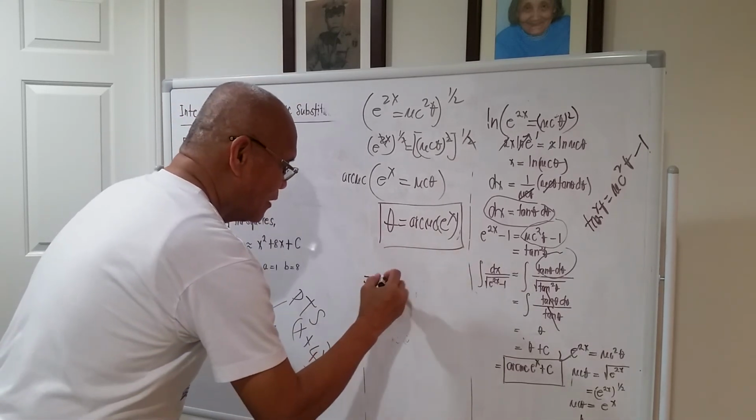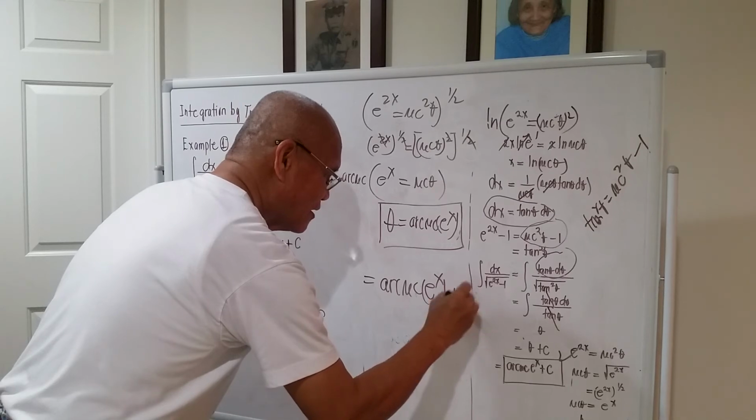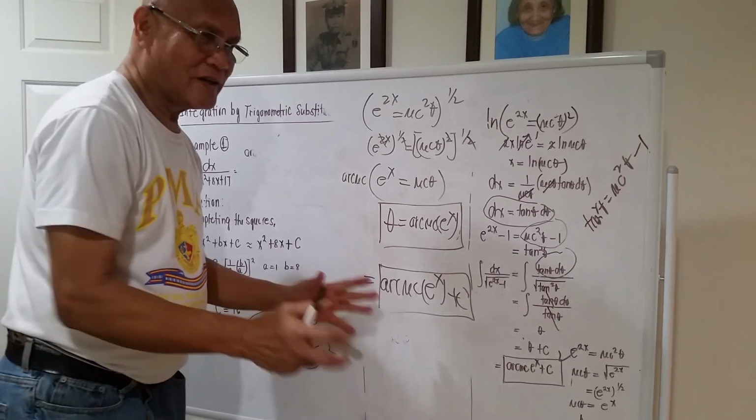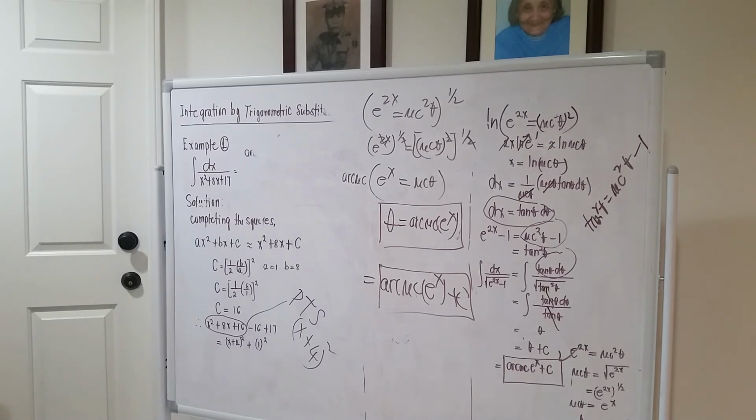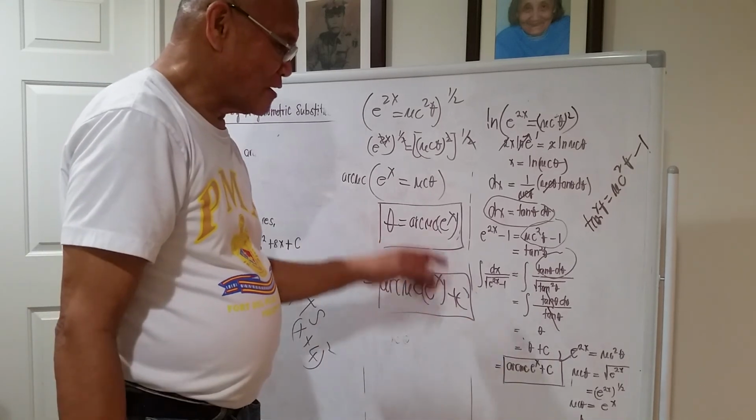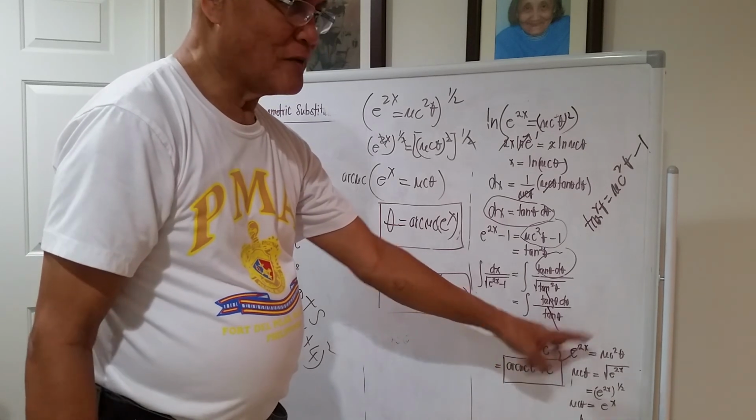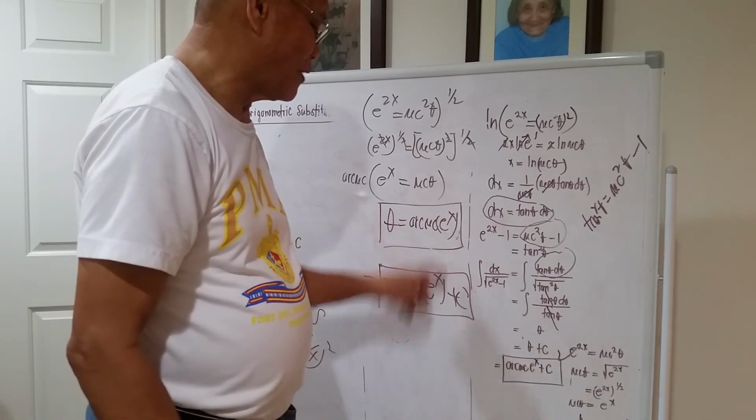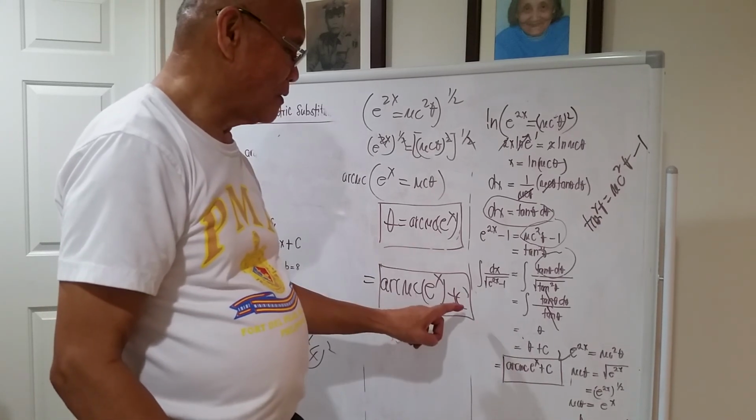The final answer will be arc secant of e to the x plus c. That's our final answer. Okay, guys, that's it. It's easy. Final answer, arc secant of e to the x plus c. Because the right hand side is just theta plus c, but we need to bring out the answer in terms of x. But we know that theta is arc secant of e to the x. So the final answer will be arc secant of e to the x plus c.